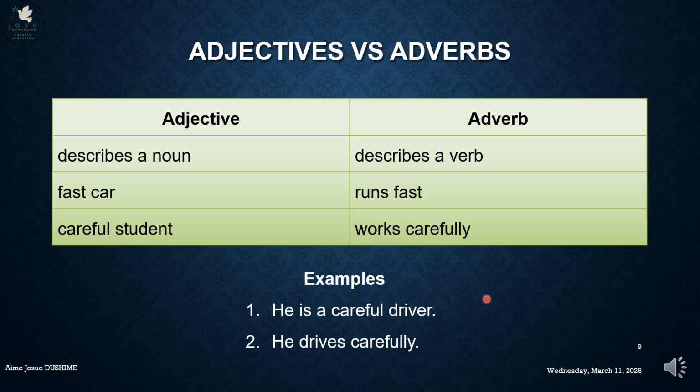He is a careful driver, but he drives carefully. When we say he is a careful driver, we are talking about a person. He is a careful driver. We are talking about this guy. He drives carefully. We are talking about how the action is done. How he drives.